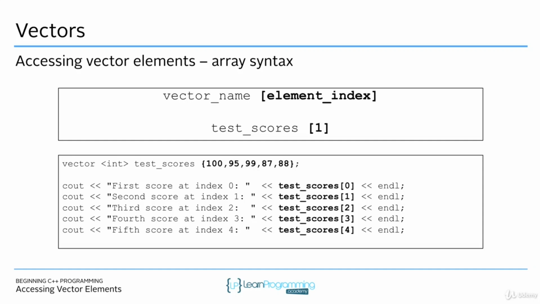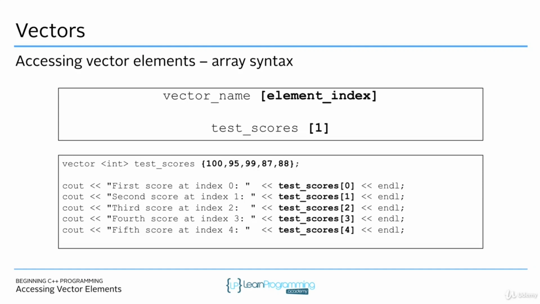Remember that vector subscripting or indexing is the same as in arrays. It starts at 0, so the first element of an array is at index 0. It's important to understand that when we use the subscript operator with a vector, no bounds checking will be done. You have to do it yourself, as with arrays.